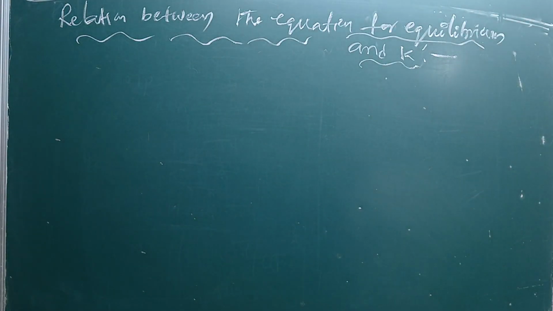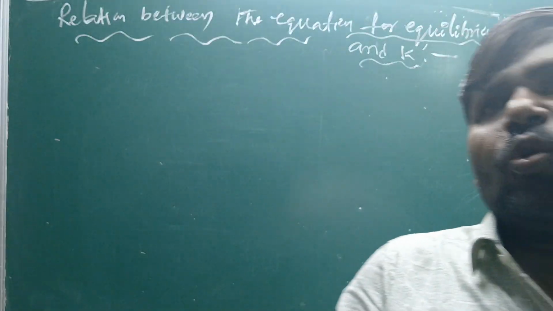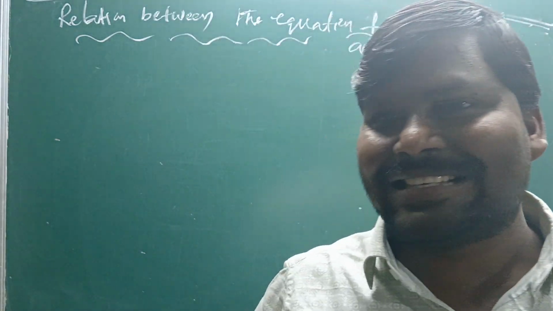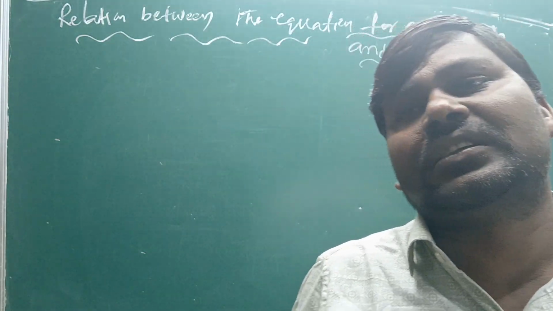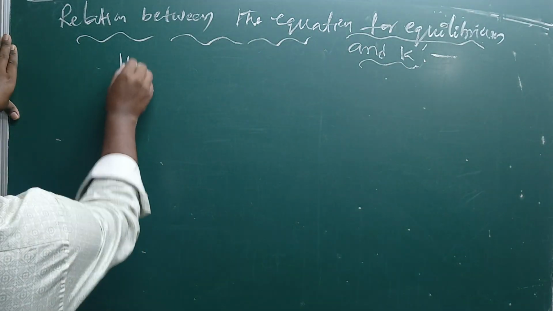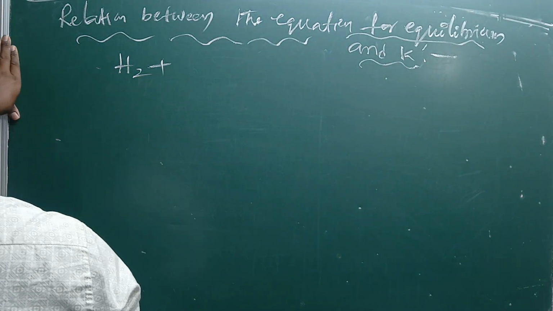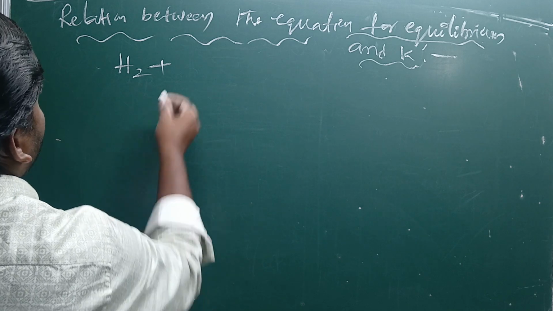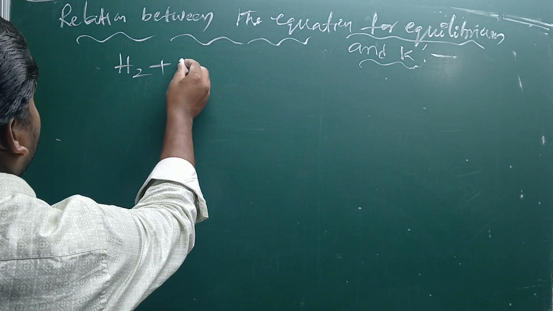It may be noted that the K changes if the coefficients of various species in the equation representing equilibrium are changed. If you take one reaction and the coefficients of the reaction change, then the equilibrium constant also changes. For example, you can observe here the manufacture of hydrogen iodide.